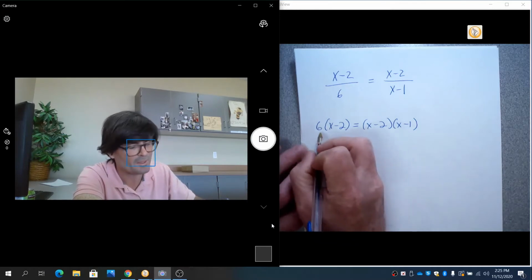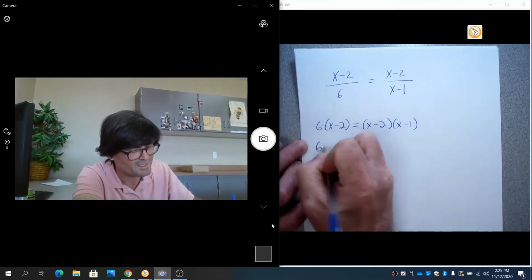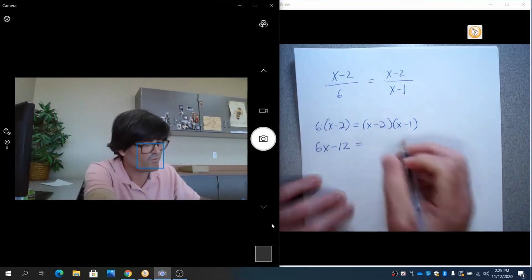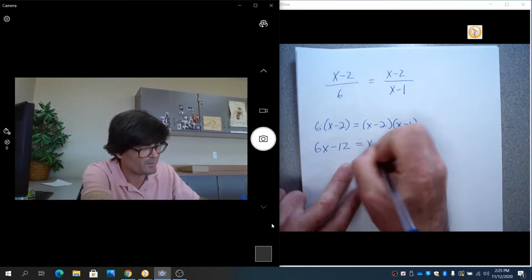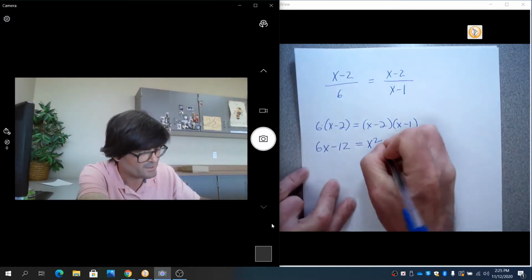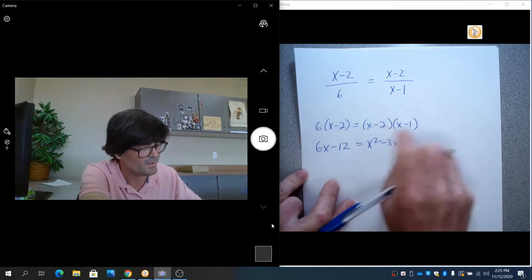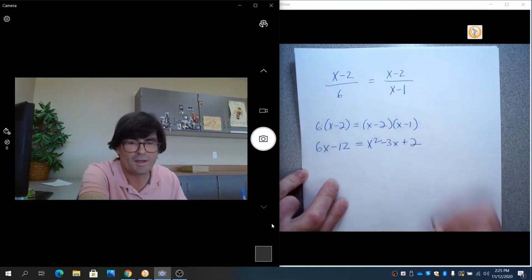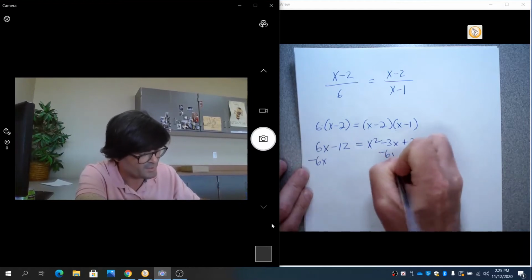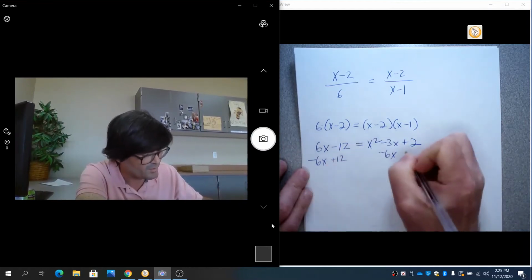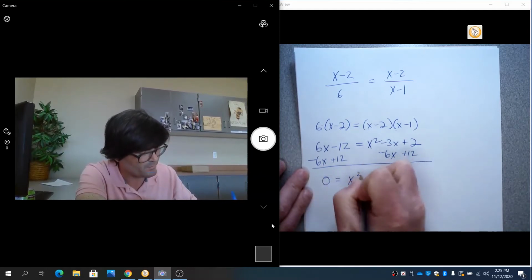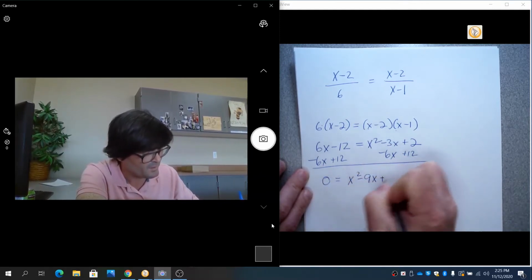The distributive property, 6 times x minus 2, will give me 6x minus 12 equals, use FOIL here, x times x is x squared, minus 2x and minus 1x will make minus 3x, minus 2 times minus 1 is 2. We're going to move everything over to one side, so we'll just take away 6x from both sides, add 12 to both sides, and we get 0 equals x squared minus 9x plus 14.